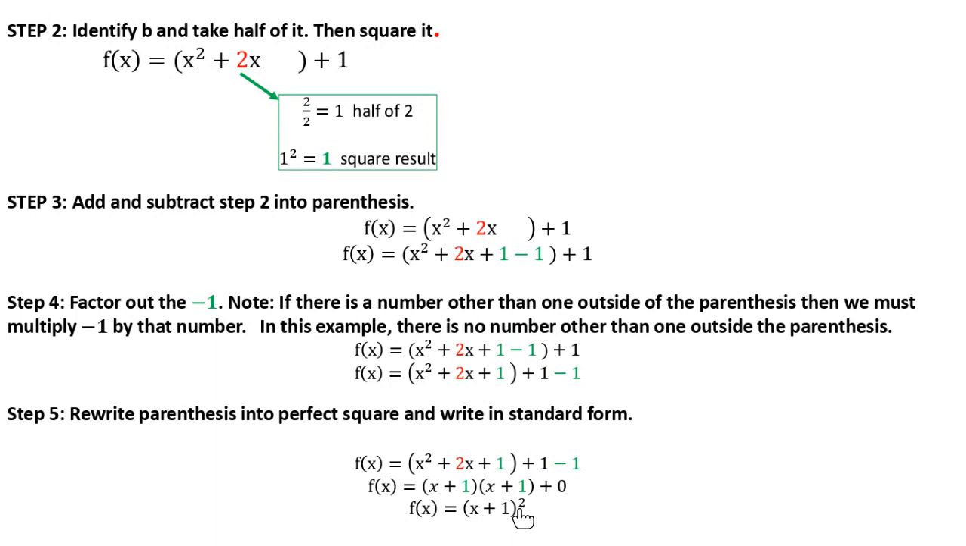Now I can see what my vertex is. My vertex in this problem has x value negative 1. And there's no plus value out here, so my k is 0. So my vertex is at negative 1, 0. And the equation of my axis of symmetry, again, is the x value, so x equals negative 1. That axis of symmetry will always go through the vertex. Any questions?